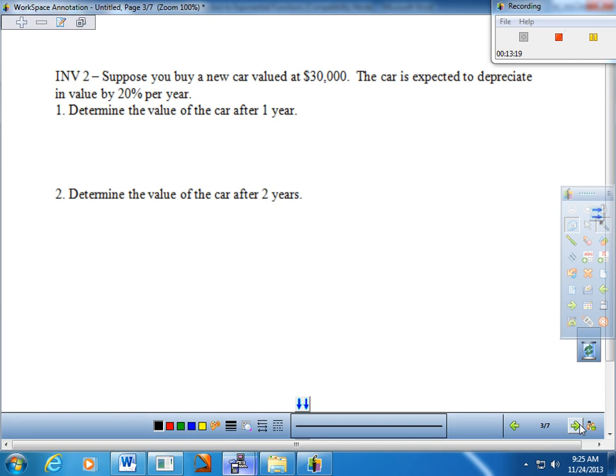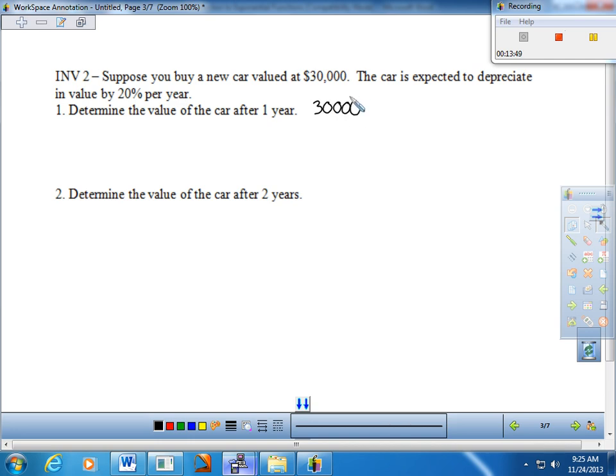Investigation number 2. Suppose you buy a new car valued at $30,000. The car is expected to depreciate in value by 20% per year. Determine the value of the car after the first year and then after 2 years, etc. Again, I won't overplay it too much here. Hopefully just enough to see the model unfold. Okay, well, let's go for it. So watch the calculation, guys.